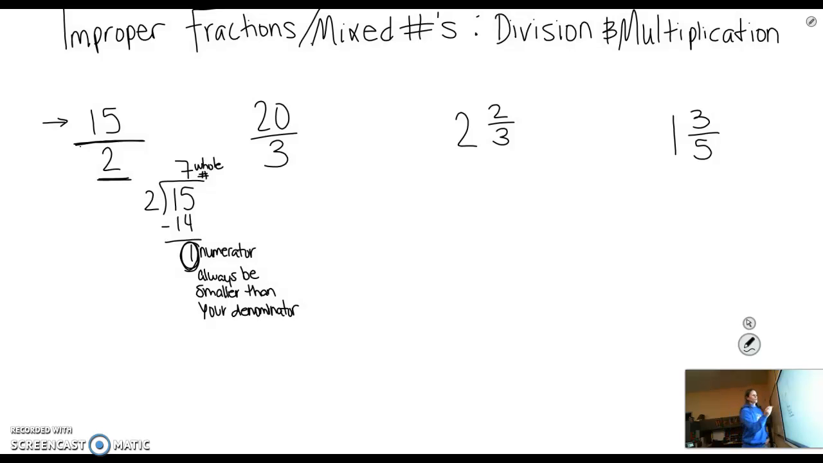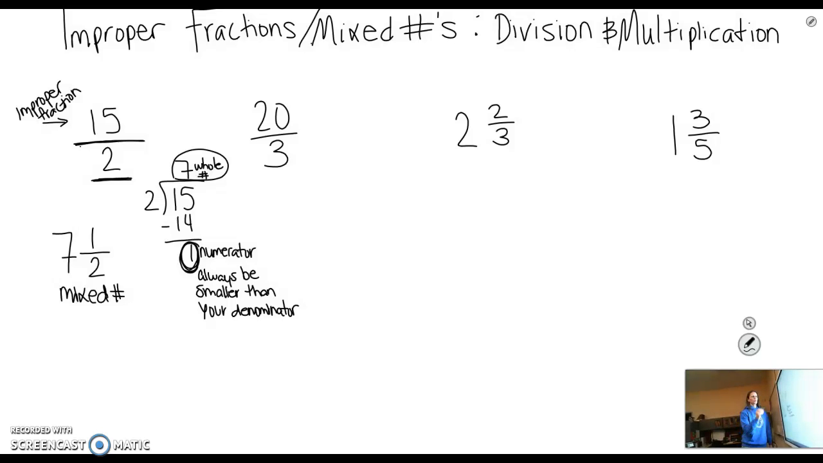Okay? So we're going to take this whole number, which is going to be 7, our new numerator, and put it over our current denominator of 2. So this is our mixed number. This is our improper fraction. Okay?